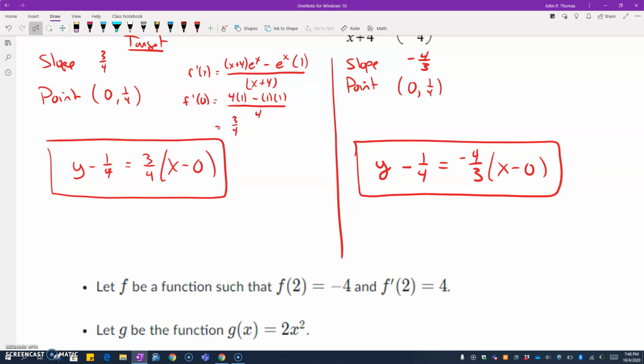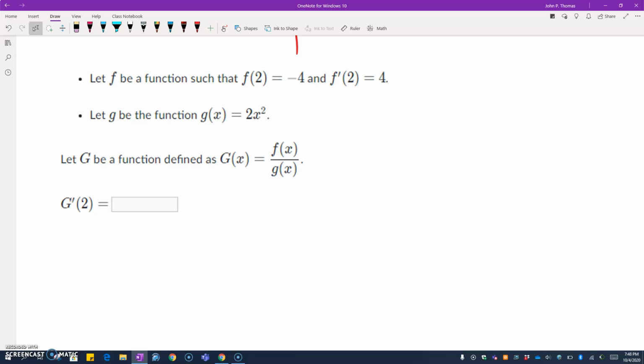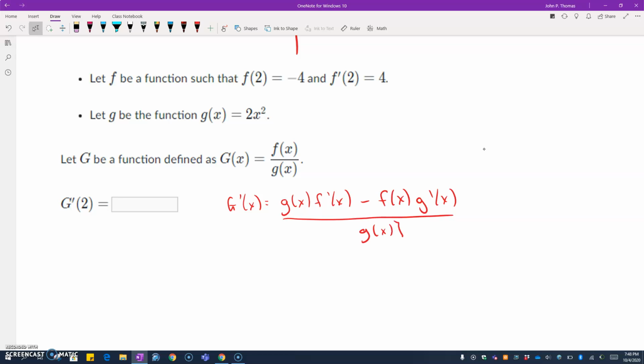All right, taking a look at our last example here, we've got let f of x be a function such that f of 2 equals negative 4 and f prime of 2 equals 4. Let g of x be the function 2x squared over f of x. It wants us to find g prime of 2. So we're going to start by finding g prime of x in general, and that is the quotient rule. So that's low d high minus high d low all over low squared.